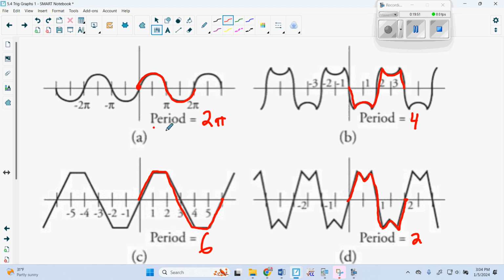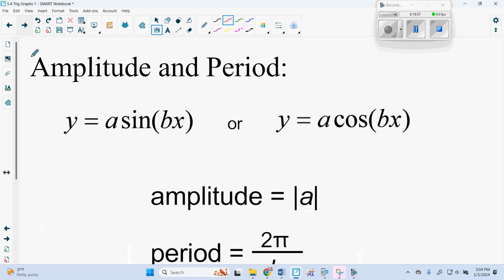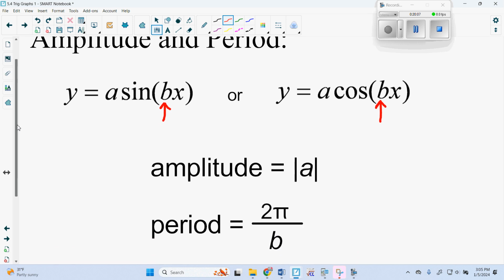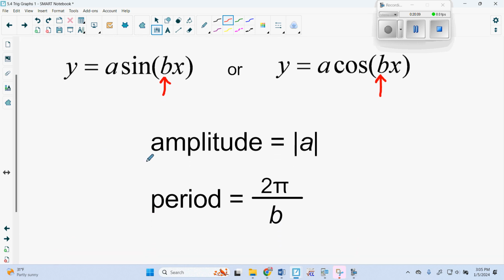That's the idea of what it means to be periodic. When does a graph start over? Okay, and we find that period by this number in front of the x. Now, as I showed before, that changed how we graphed it. But if we want to actually find the period, we take that b in our graph and divide it into our normal period of 2 pi. So let me show you how this works.